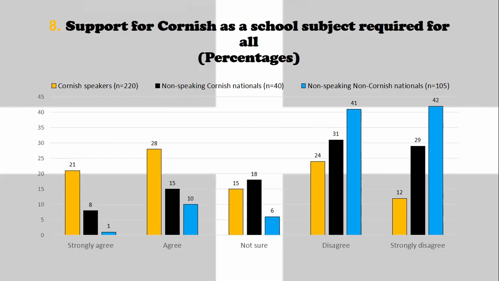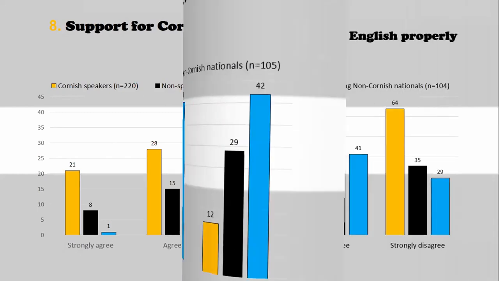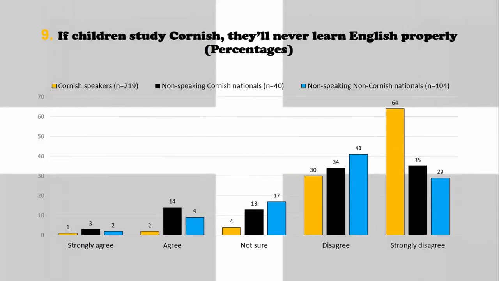Now, there is another point. Especially in the 19th century, some scholars stated that if children learned a minority language, they could not acquire enough competence in English, which in turn would interfere in their careers. In order to explore whether this idea may be behind the rejection to the introduction of Cornish at school, the next question requested how much the respondent agreed with the statement, if children study Cornish, they will never learn English properly. And good news, because all three groups thought that that is stupid, basically.